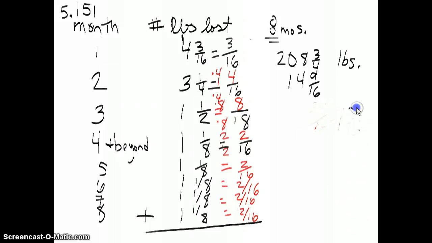So in this problem, a person originally weighed 208 3/4 pounds, and then they lost 14 9/16. So we're going to subtract the amount that they lost to try to determine what did they weigh after the diet. So we're going to subtract 208 3/4 minus 14 9/16.